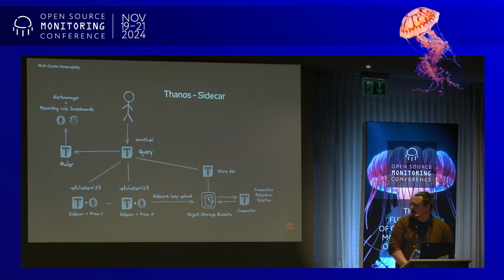And when you query, the Thanos querier basically decides whether to query directly the source Prometheuses through the sidecar using the Prometheus remote read API, or query through the store gateway, the object storage. And then you can have a global alerting using the Thanos ruler and forwarding alerts to Alert Manager or to some dashboards.